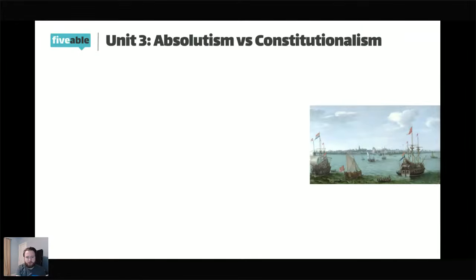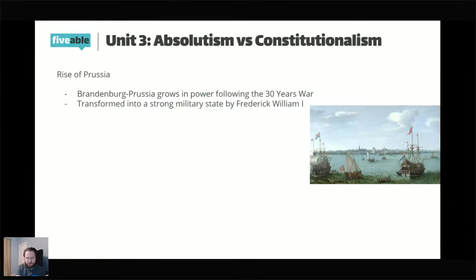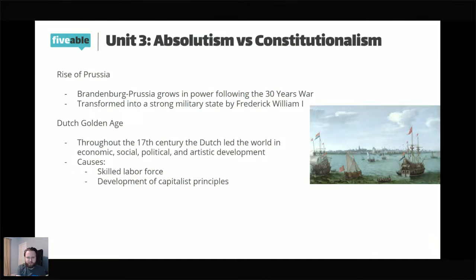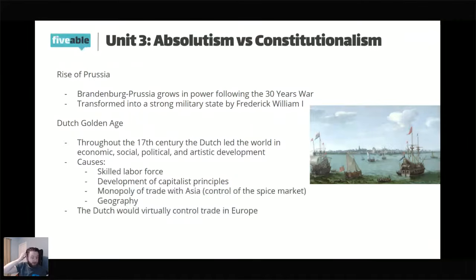Quickly, I want to talk about the rise of Prussia and the Dutch Golden Age, something that kind of happens tangentially in the 1600s. Prussia benefits greatly from the Treaty of Westphalia, and they are able to accumulate a substantial amount of power and land and autonomy. It's Frederick William I that sets up Prussia as this military state. They're kind of seen as like a modern day Sparta.